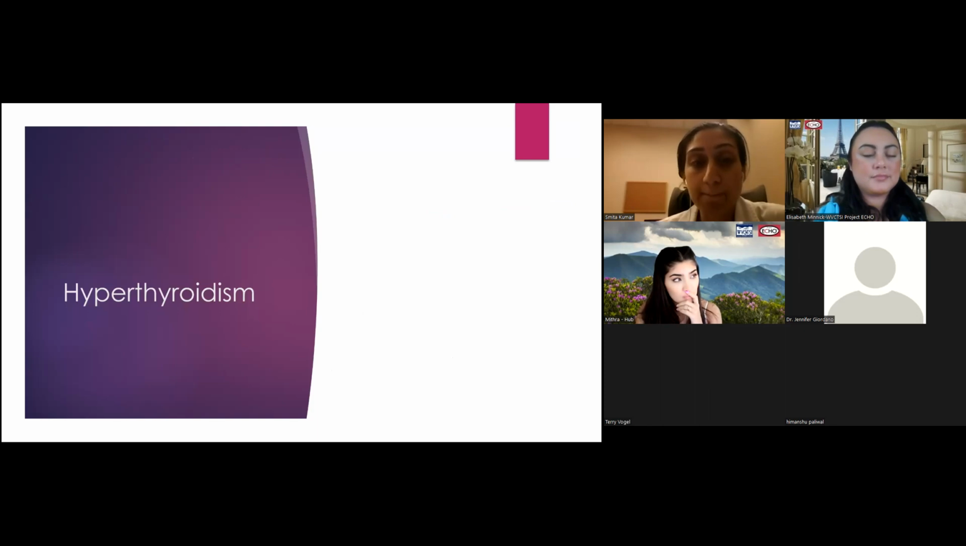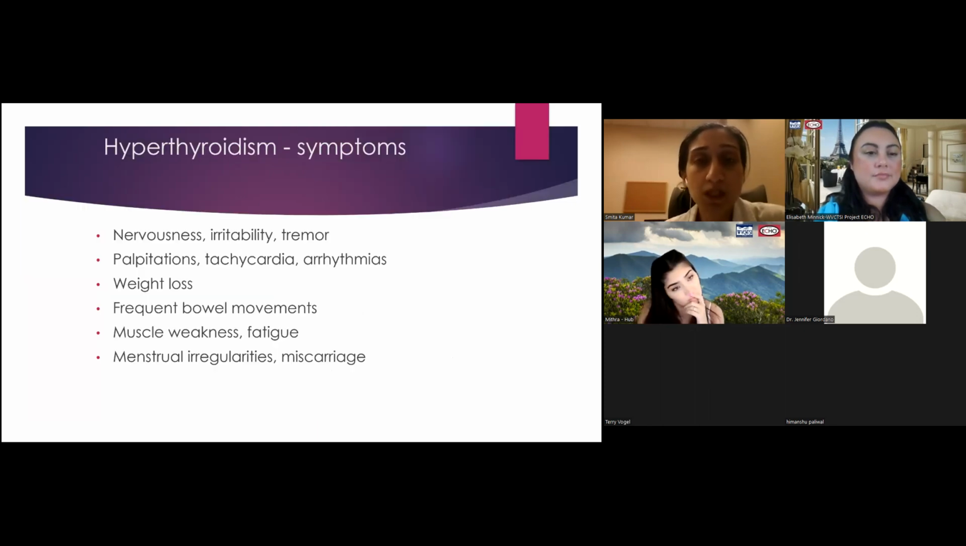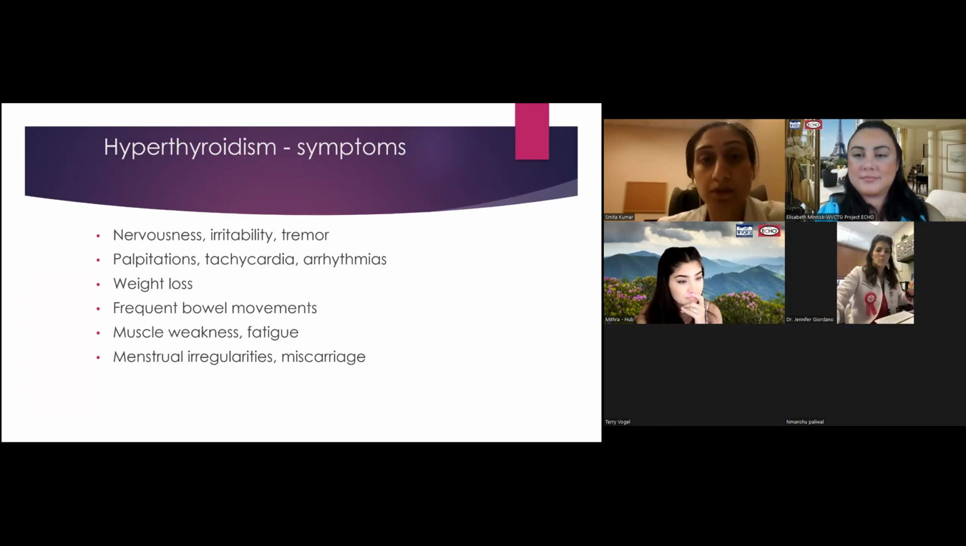So moving on to hyperthyroidism. Some of the symptoms that you might see with hyperthyroidism are the opposite of the low thyroid. So weight loss, palpitations, tachycardia. They may have complained of more frequent bowel movements, muscle weakness, fatigue. And again, you can have menstrual irregularities and miscarriages.